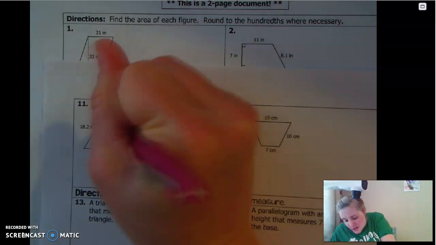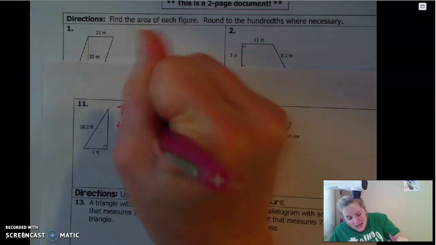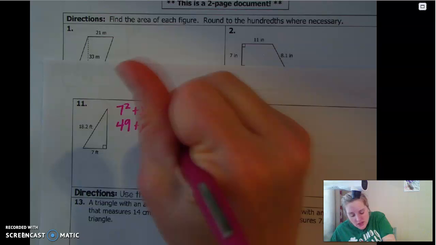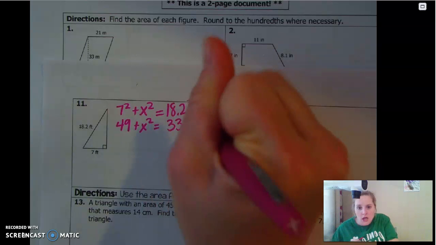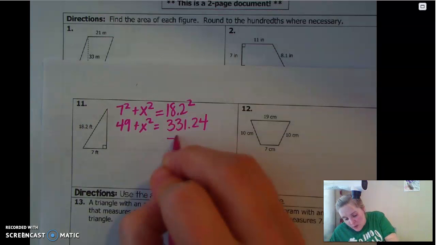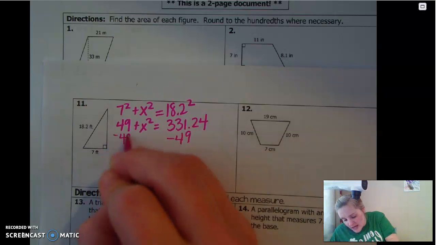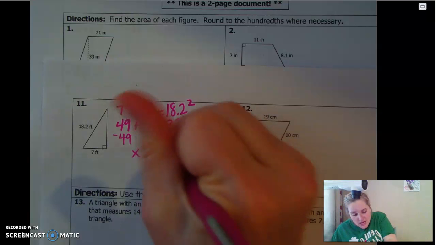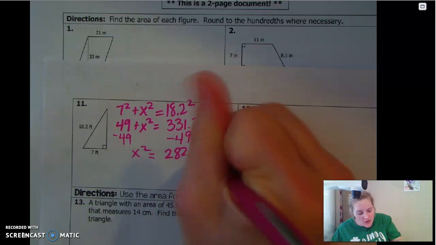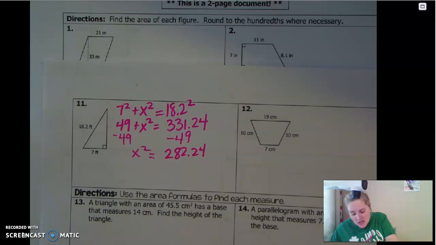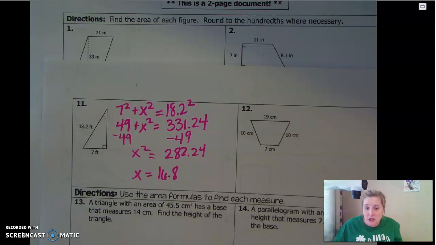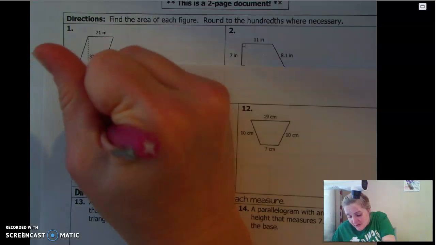7 squared is 49. 18.2 squared is something that I don't know. I'm going to have to plug that in my calculator. That's 331.24. Then I'm going to subtract out 49 from both sides. X squared equals 282.24, and then I take the square root of that. So x equals 16.8. Now that's not my answer. That's just the height of my triangle.